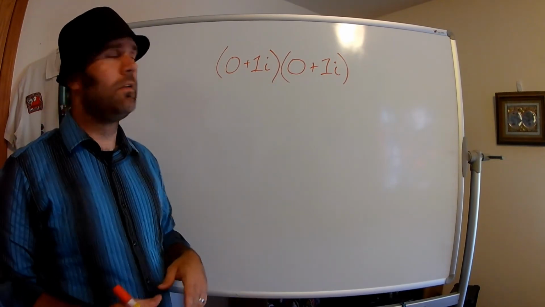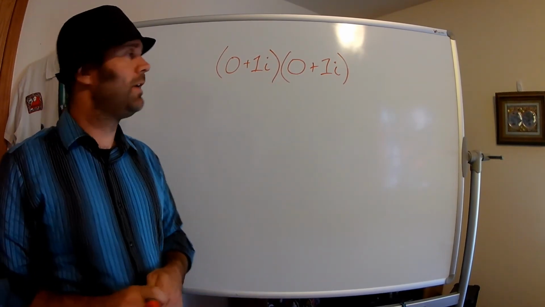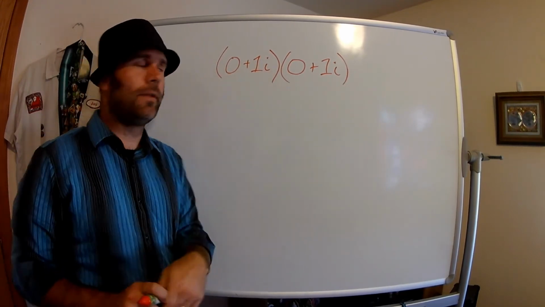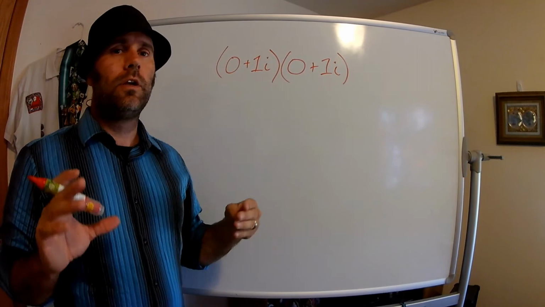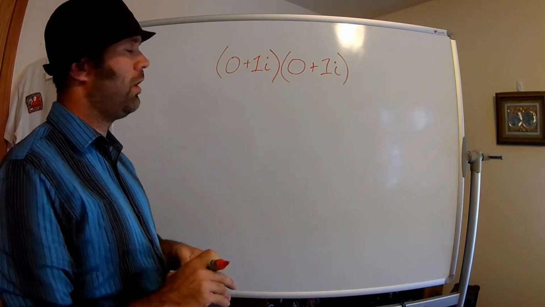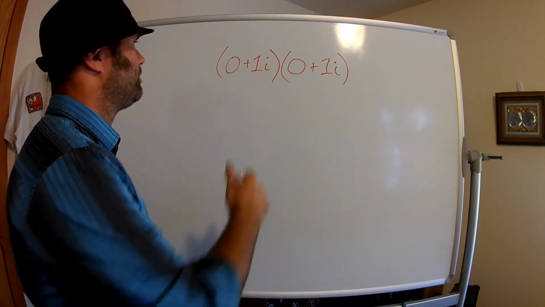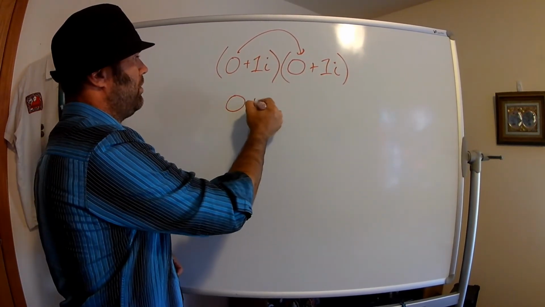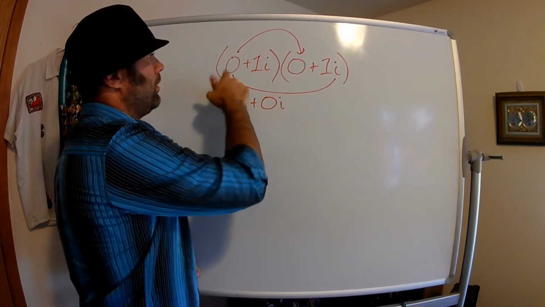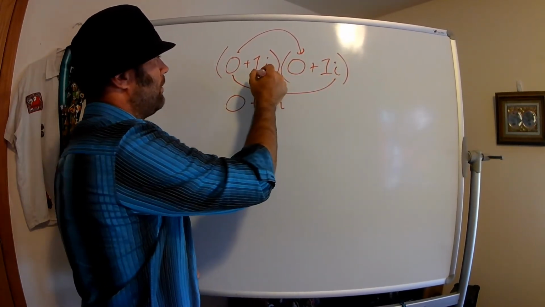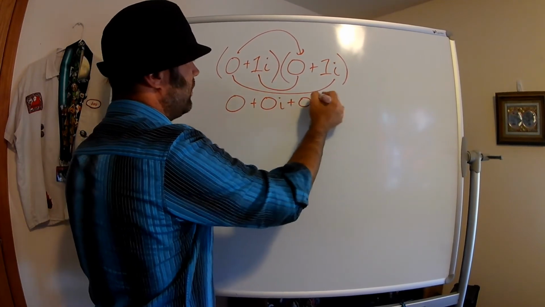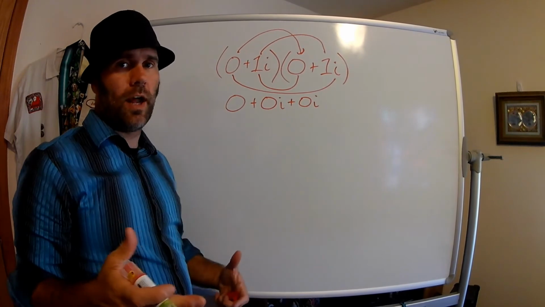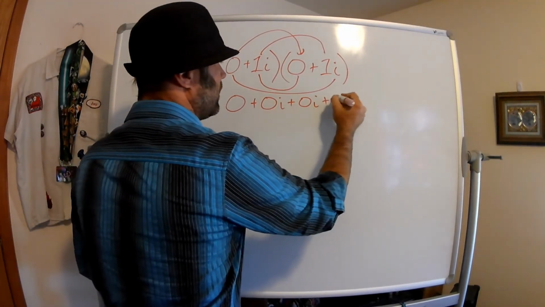So we could use FOIL. It's unnecessary because this is simplifiable down to just I, and this is simplifiable down to just I. But let's do the FOIL method for our own sake so that we see what's going on. So 0 times 0 is 0 plus 0 times I would be 0i. Okay? Inside plus 0i, and then last, I times I, or 1i times 1i, which would just be I squared.